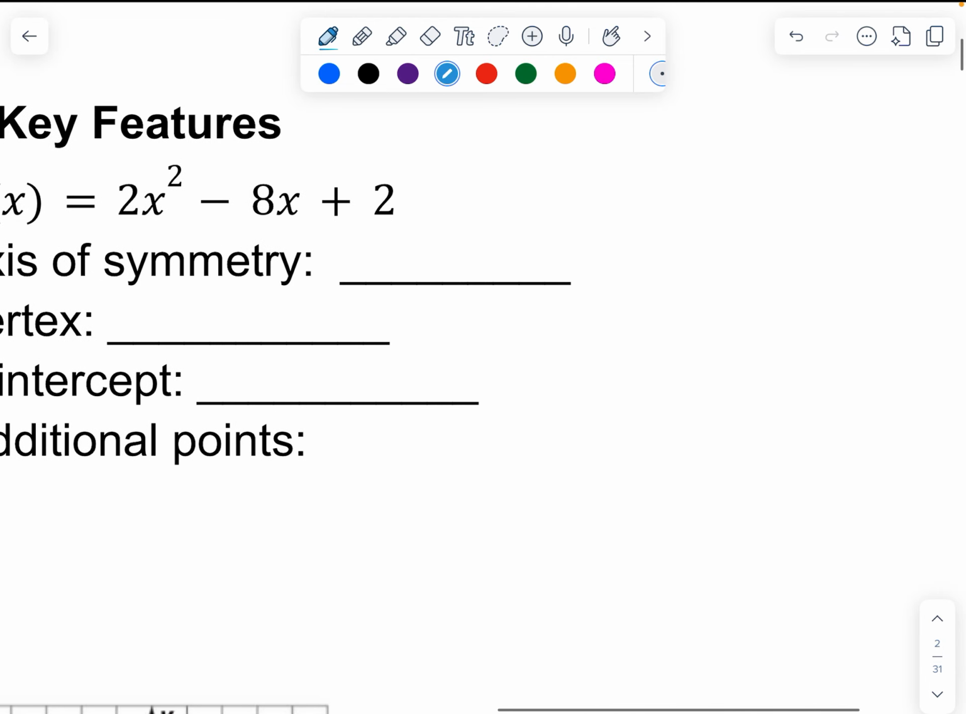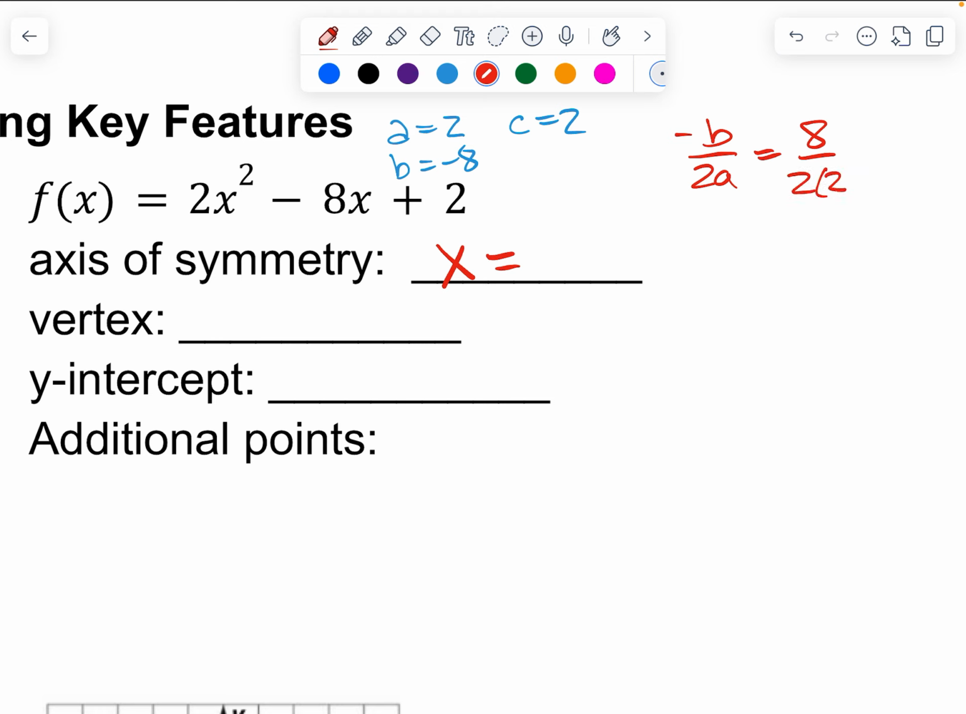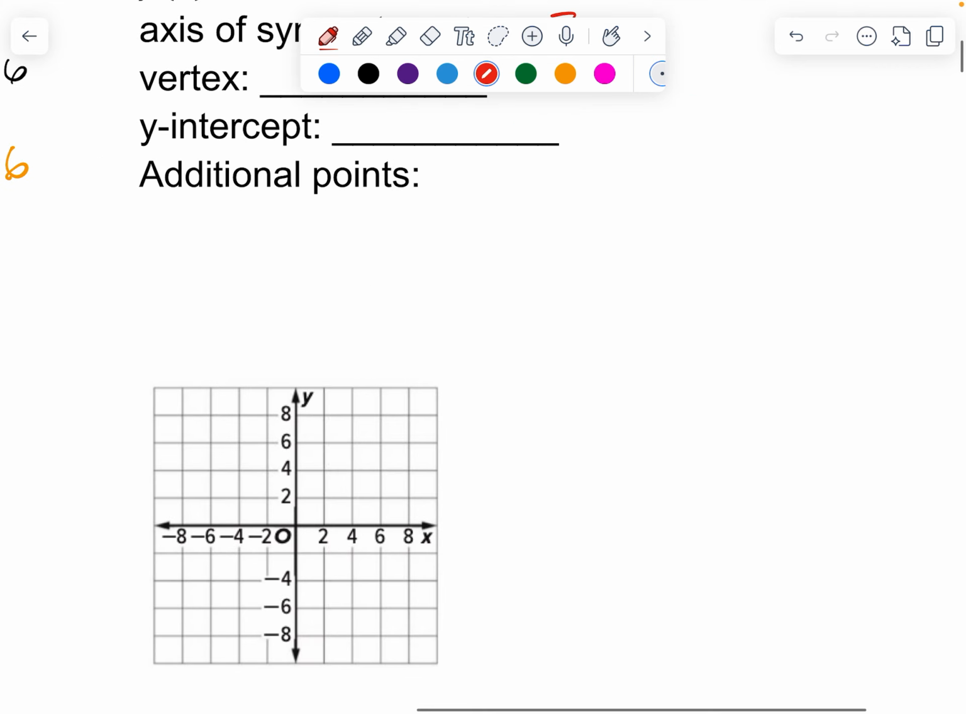So this one over here. Again, -b over 2a. A is equal to 2, B is equal to -8, and C is equal to 2. So -b, that's going to get me 8 over 2 times 2. So 8 over 4, so I have 2. So x equals 2. So that's my axis of symmetry.